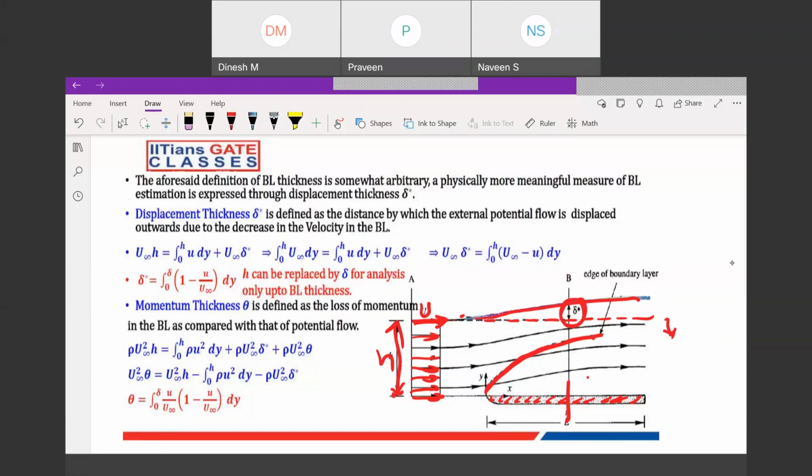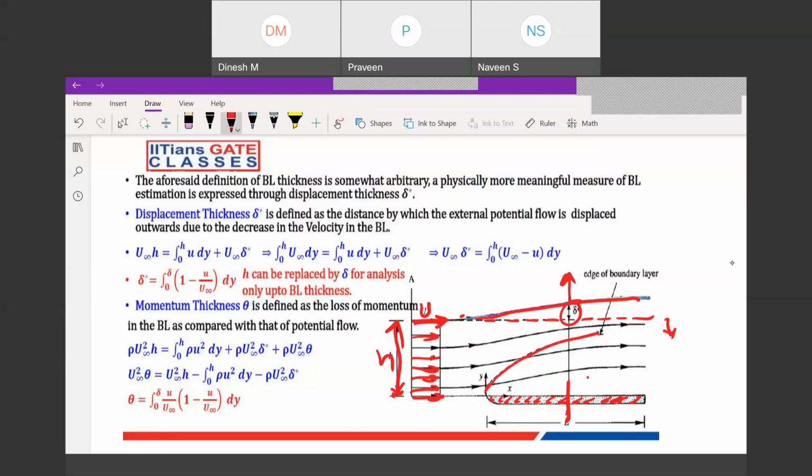How much the external potential flow shifts outwards due to formation of boundary layer. If this boundary layer is not there, this shift will not happen. Because of this boundary layer only, this shift is happening. So this represents the displacement thickness. Do you understand the meaning of displacement thickness?